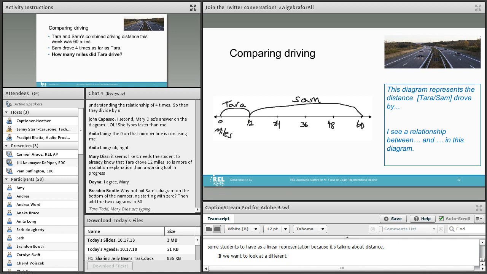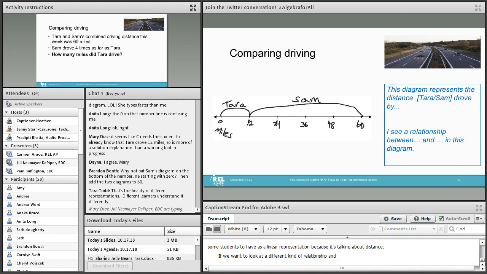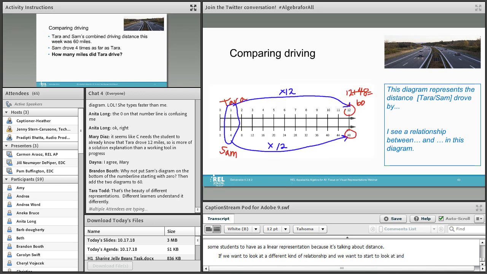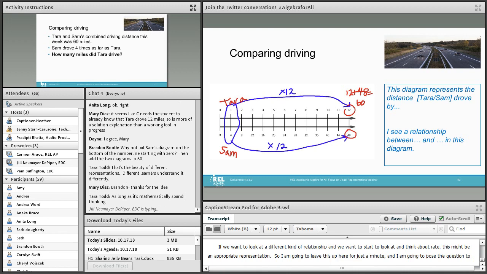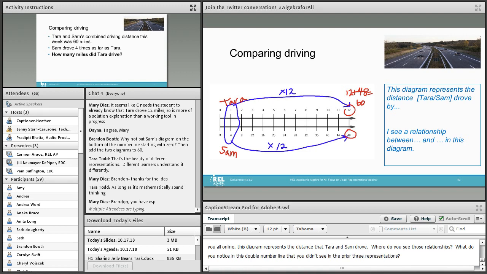If we want to look at a different kind of relationship and we want to start to think about rate, this might be an appropriate representation. So I'm gonna leave this up here for just a minute, and I'm gonna pose the question to you all online. This diagram represents the distance that Tara and Sam drove. Where do you see those relationships? What do you notice in this double number line that you didn't see in the prior 3 representations?